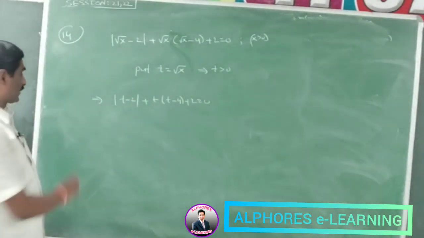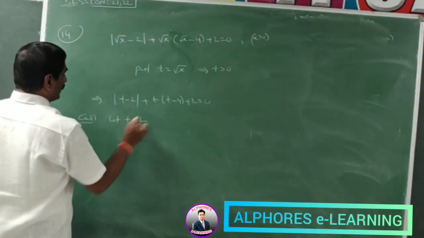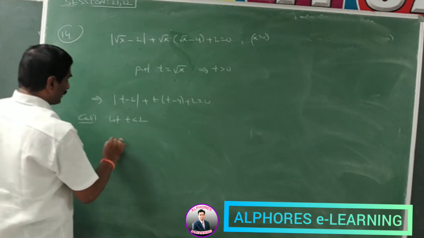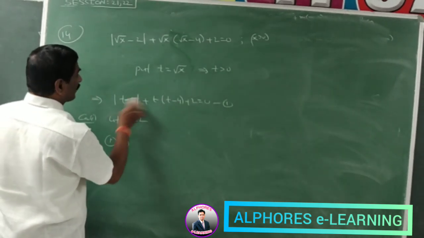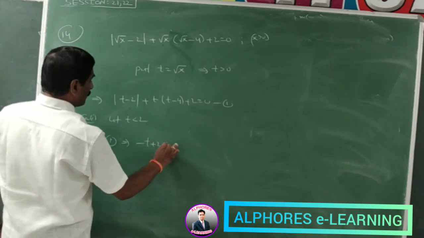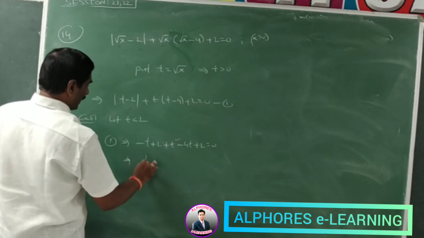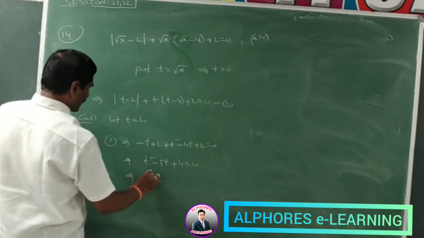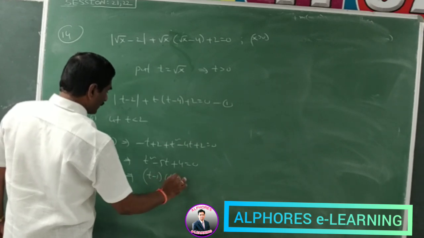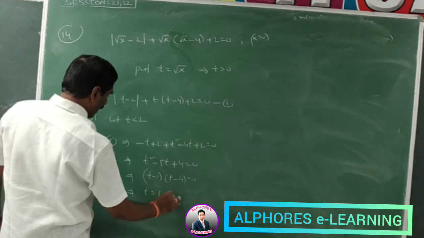Case 1. Let t less than 2. t less than 2 means this is negative. That means equation 1 can be reduced into minus of t minus 2, minus t plus 2 plus t square minus 4t plus 2 is equal to 0. That means t square minus 5t plus 4 is equal to 0. That means t minus 1 into t minus 4 is equal to 0. t is equal to 1 or t is equal to 4.